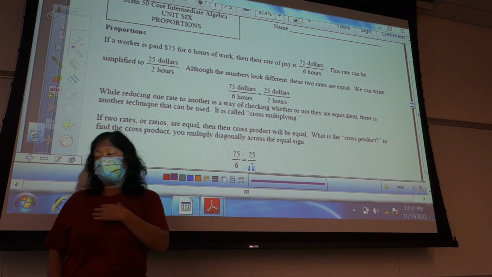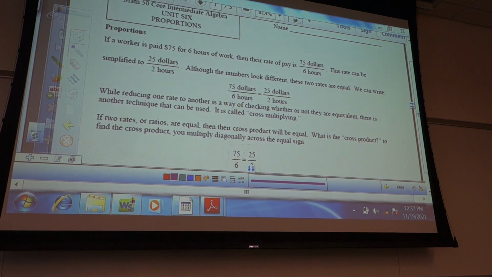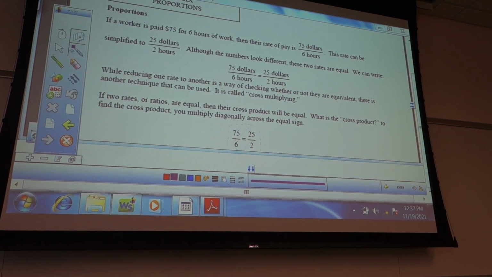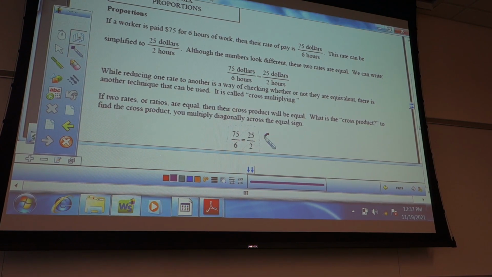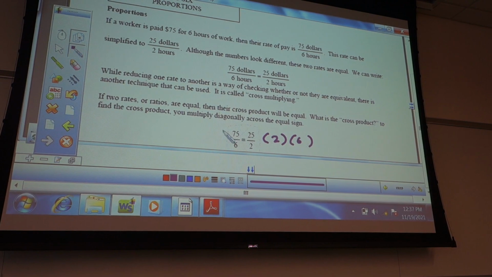What I like to do instead, personally, to avoid that confusion of when can I do it and when I can't, because people mix it up all the time when they do their simplification, is I like to take both sides and multiply both sides by both denominators. So multiply both sides by 2 and by 6.